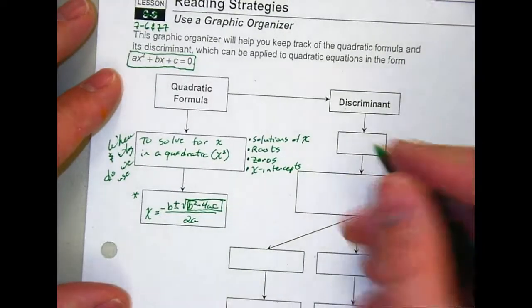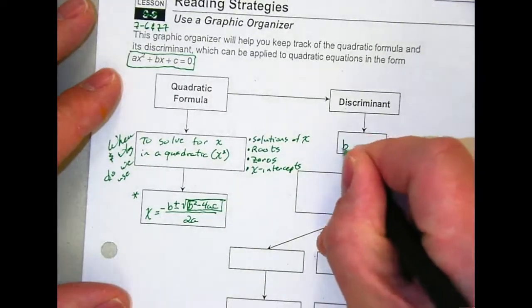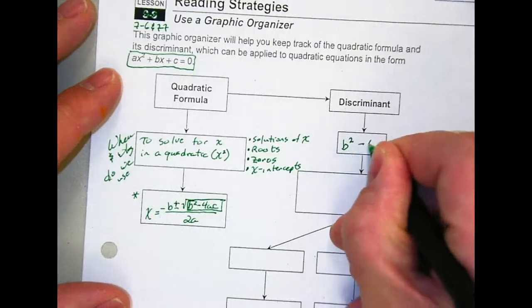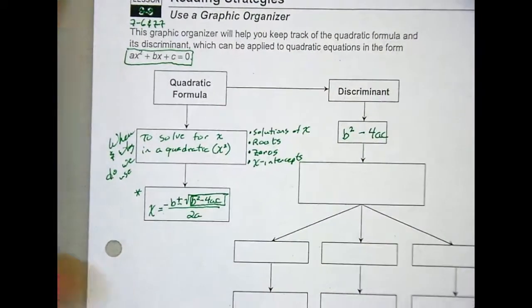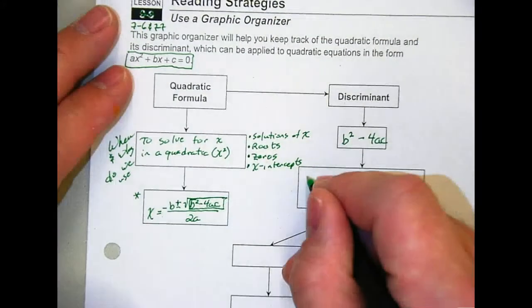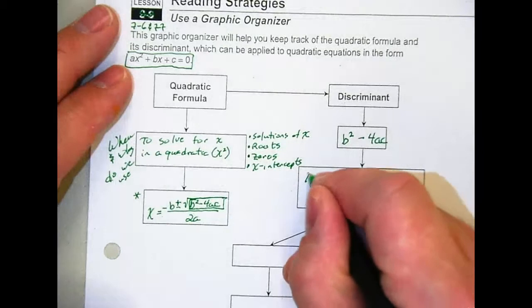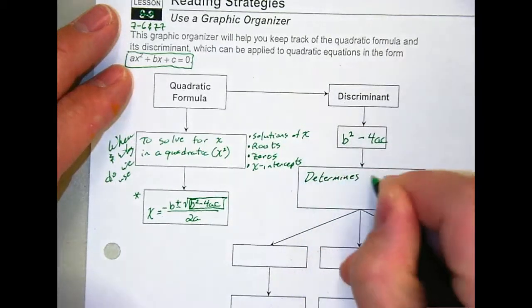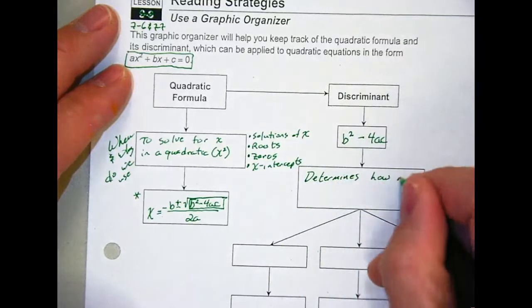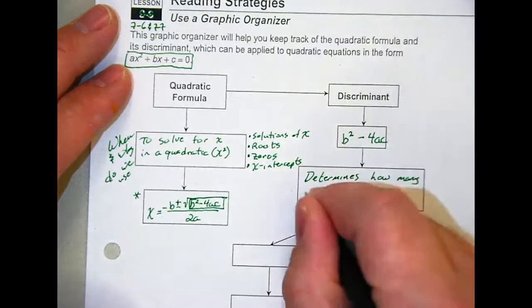So the discriminant is that piece inside there. It's called the b squared minus 4ac. That's called your discriminant. And what that helps you with is it helps you determine how many solutions there are. Okay? So this helps us determine how many solutions there are. How many real solutions there are.